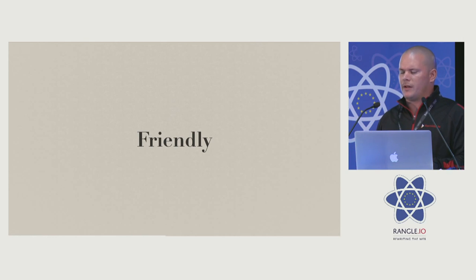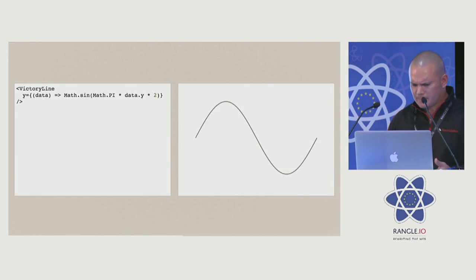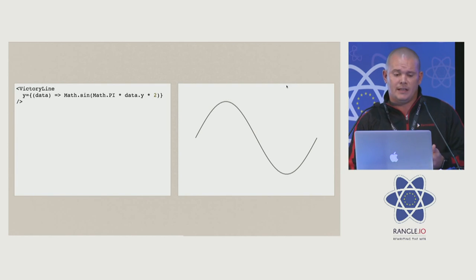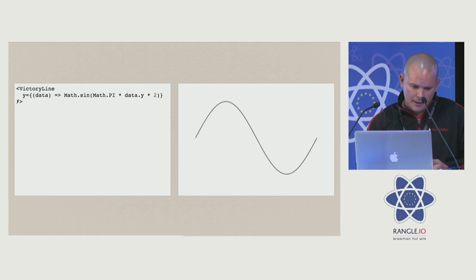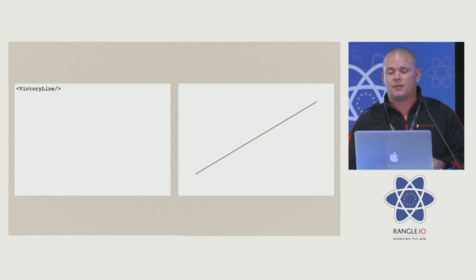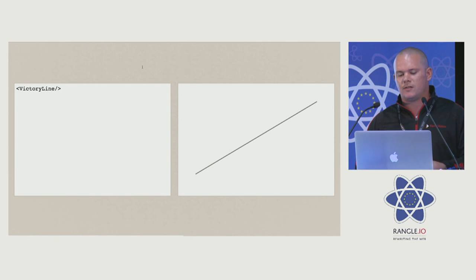So when designing Victory, we had a couple things that we wanted to do. First off, we wanted to make it friendly. The D3 API is a little intimidating, so we wanted people to be able to get started right away. You can see here's our Victory line component. And you don't even need to pass in a data set. You could pass in a plot function here, like a sine. You don't even need that. You can get rid of that, and you just have a straight line. So getting started is really just throwing components in there.